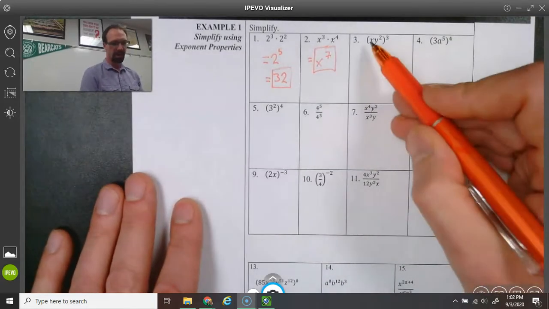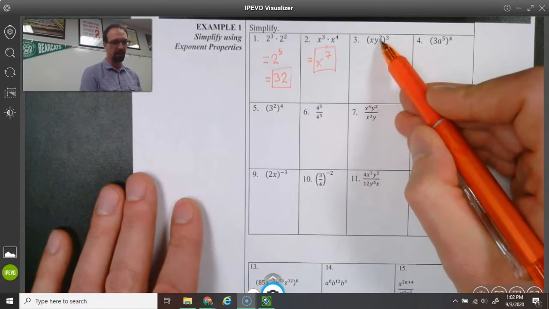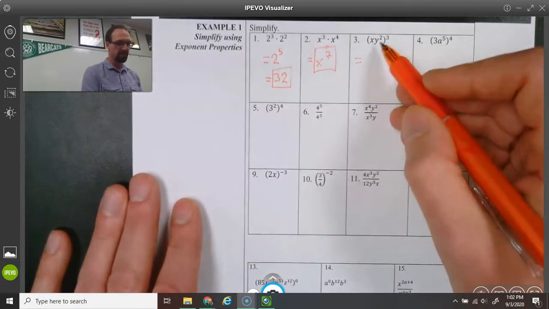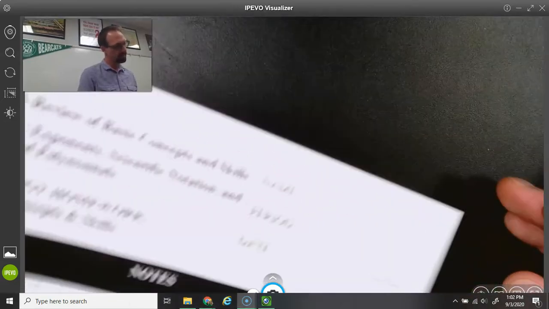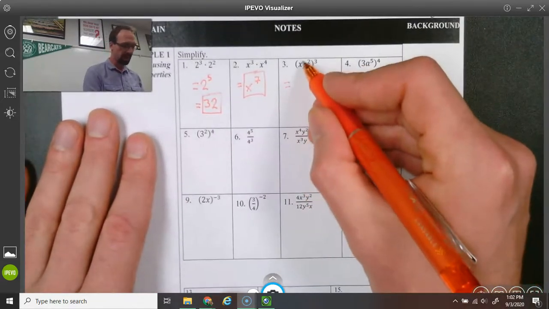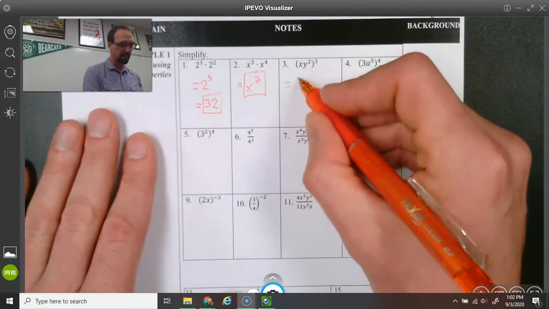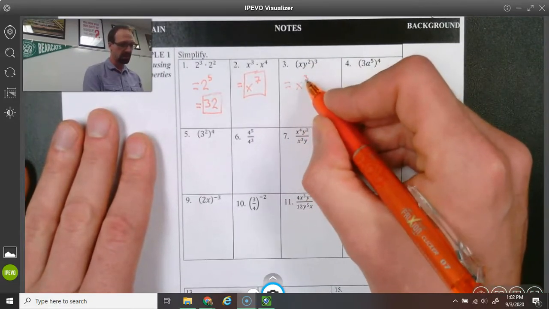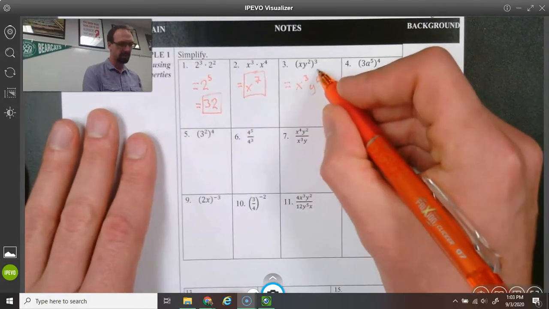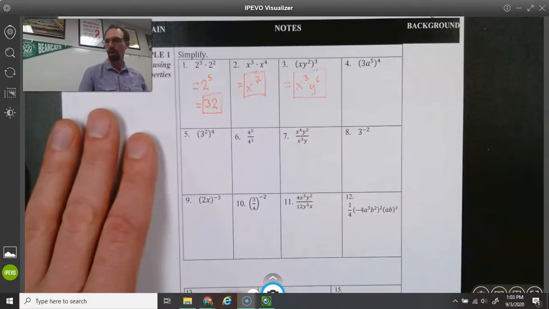The next one I have, in parentheses, xy squared, and then outside the parentheses, raised to the 3rd power. So I have to make sure I get this right. Power of a power property. What I'm going to do is raise x. X is already the 1st power, so multiply. That gives me x cubed. And then y squared raised to the 3rd power, so I get y to the 6th. So that gives me x cubed y to the 6th.